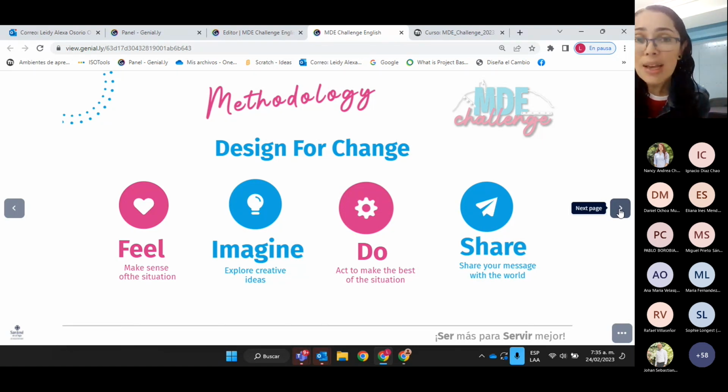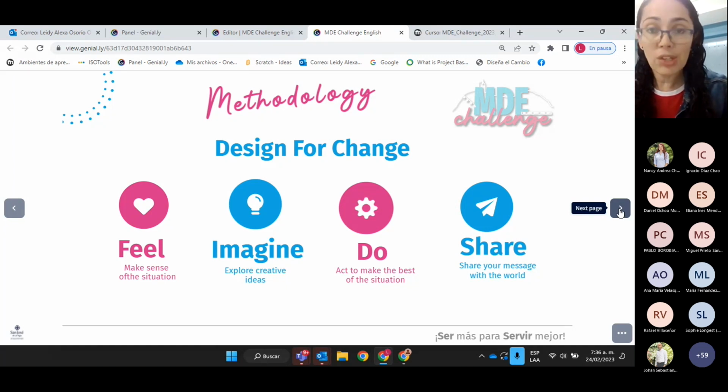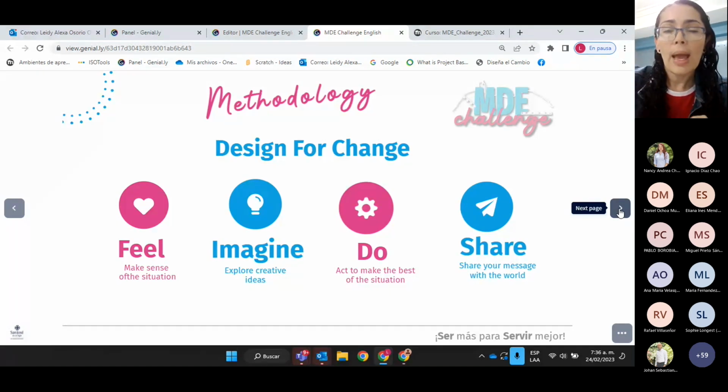Okay, the next online session is related to do. In this session, we are going to learn how to prototype. And share is the last online session, when we are going to learn how to design a video pitch. But remember, it's important to keep this information. In addition to those four online sessions, each team is going to plan their own meetings to solve the challenge. But remember that Maria Isabel will be with you during the day, and I am going to share with you information related to some changes in each team, right?